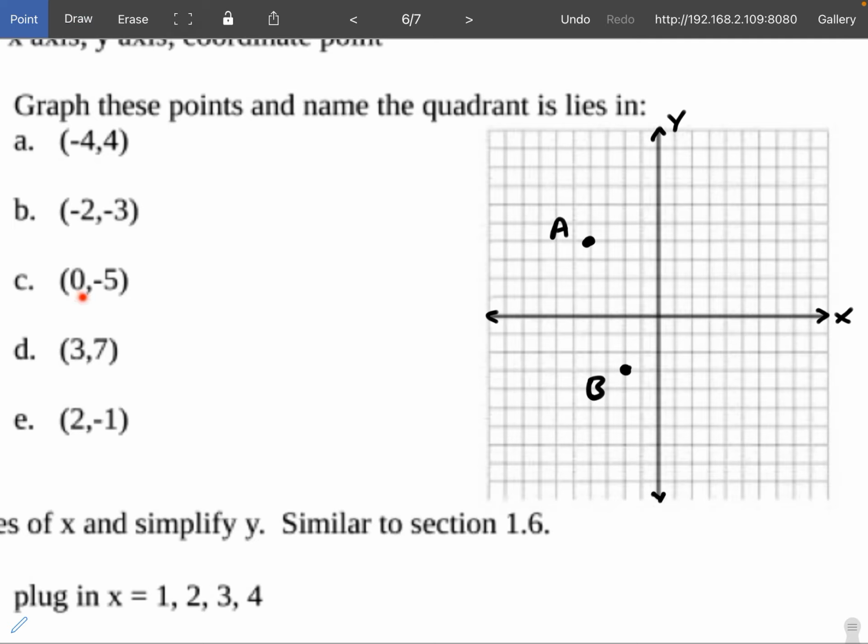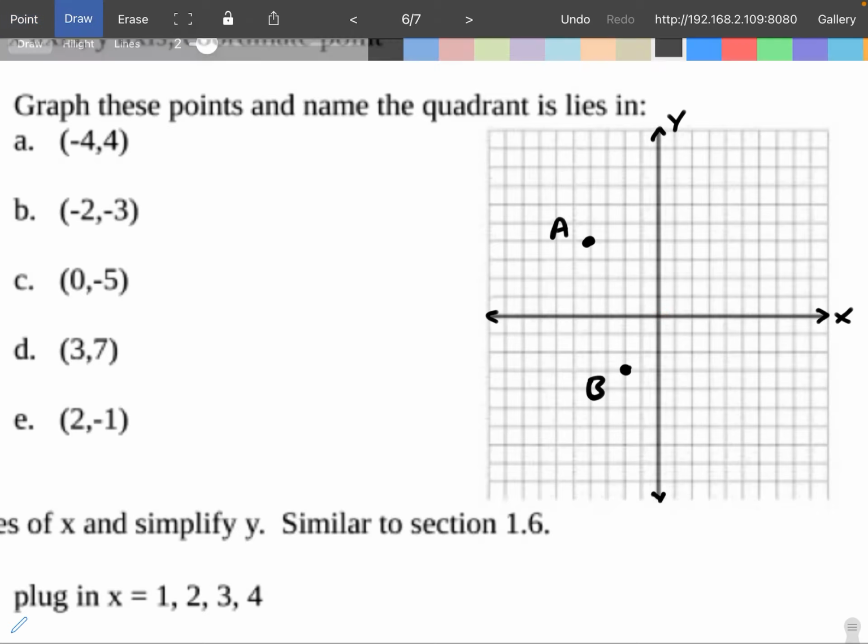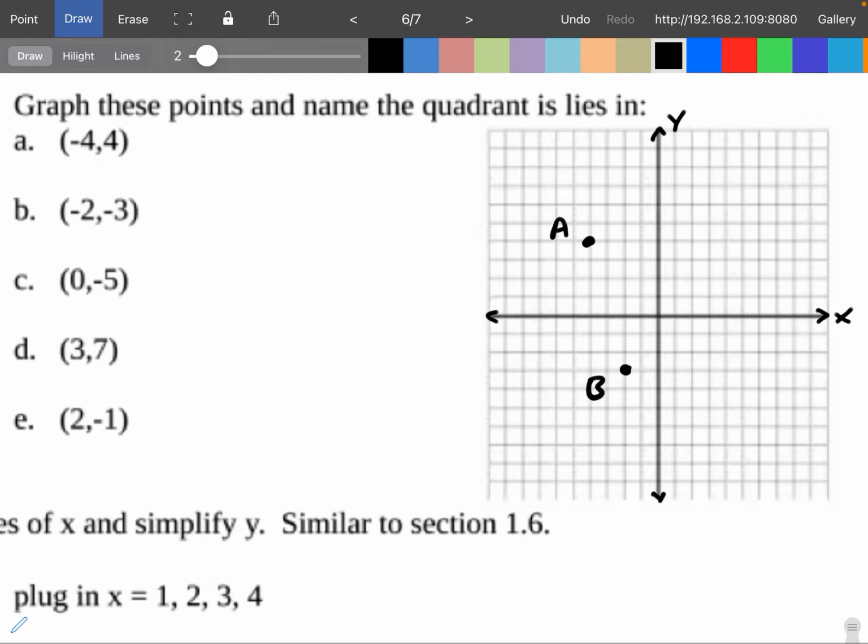And then point C, it's got a 0 for the x coordinate, so what do you do? You're only moving over that one. Yeah, so if it's a 0 for x, you don't go left or right at all. So then you're just going to go, the -5 tells you to go which way? Down 5, good. And that's from the origin, okay? So from here, you're just going to go down 5 from there. So that's going to put you right here. So that's point C.